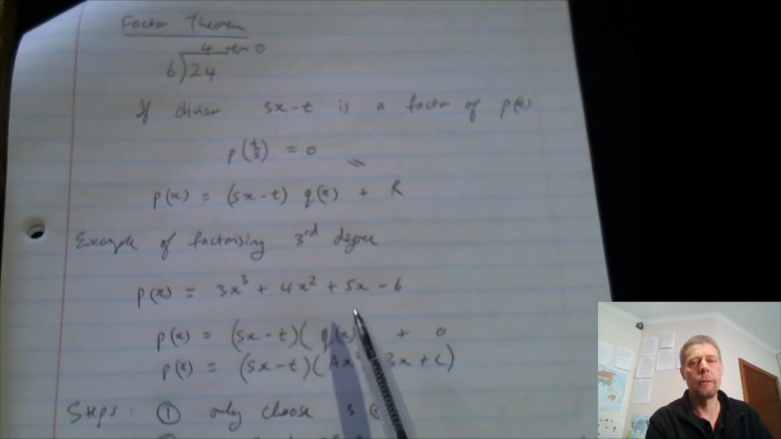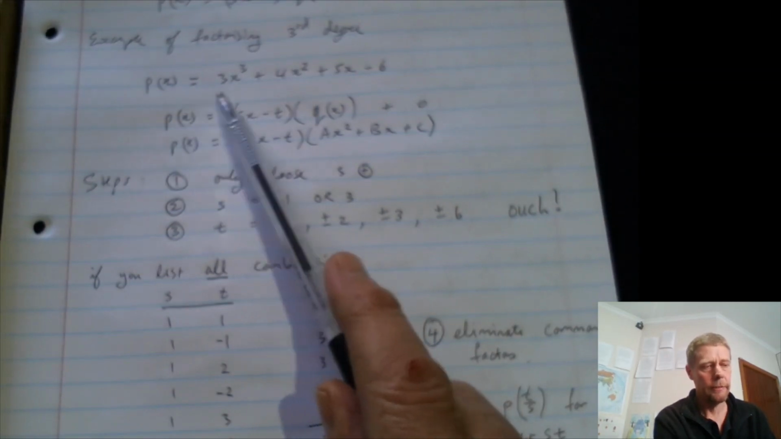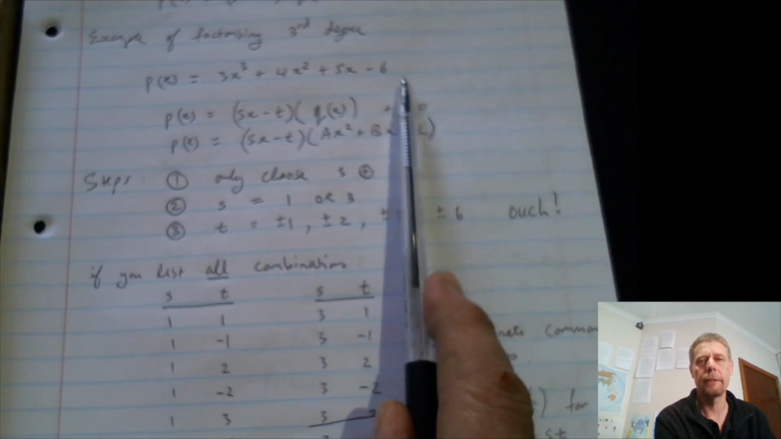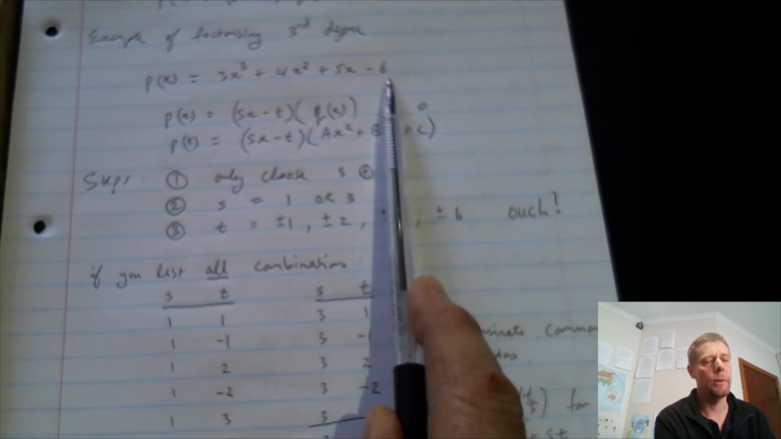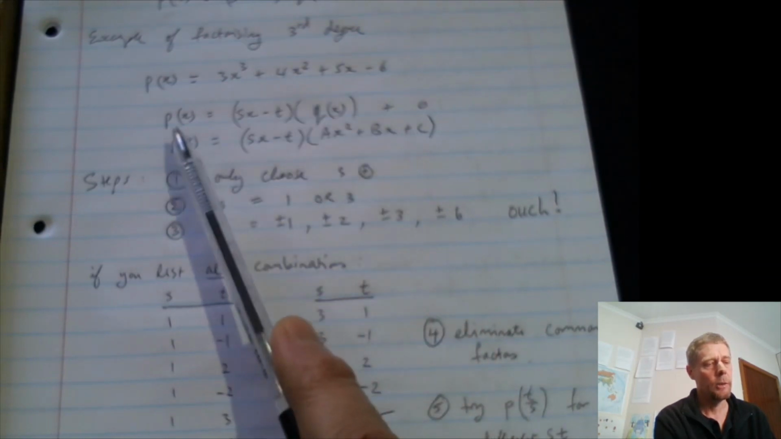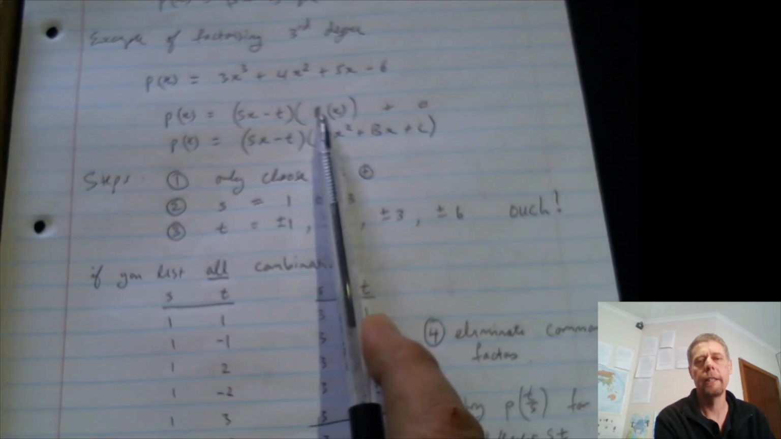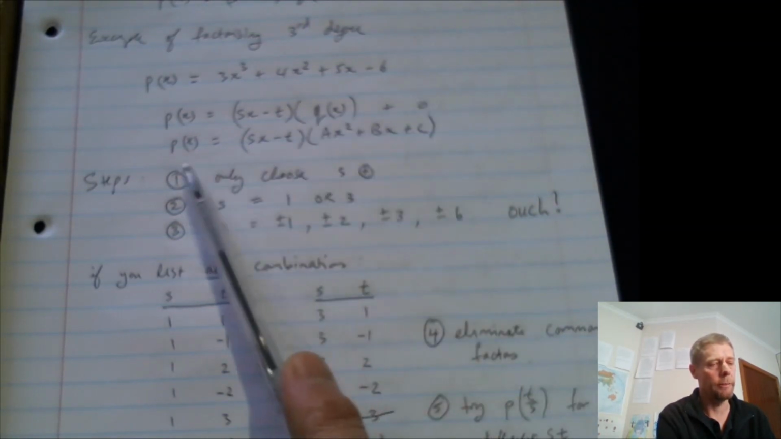So let's just do an example now. We're going to try and factorize p of x equals 3x³ + 4x² + 5x - 6. You can see this is a lot more complex than what we've done. I think we've only done up to quadratics. So we're going to say that p of x equals some factor (sx - t) times q of x plus 0. We can just ignore that from now on.